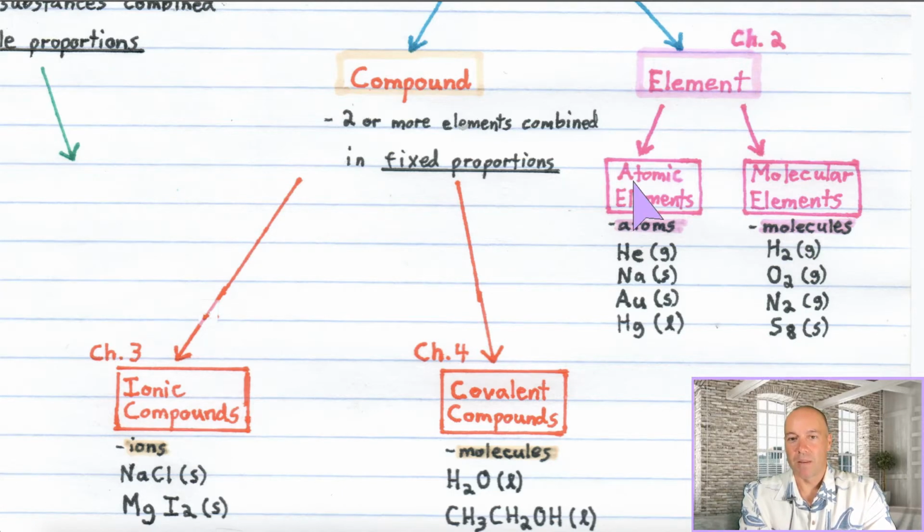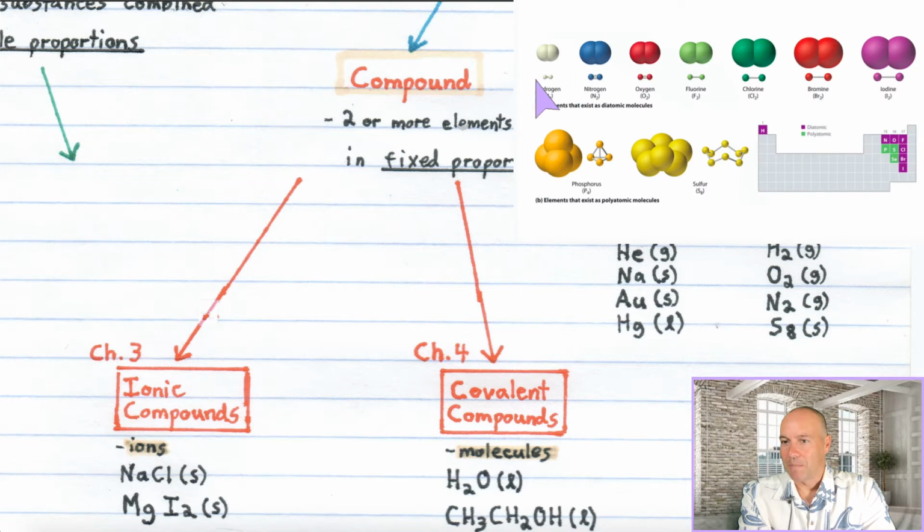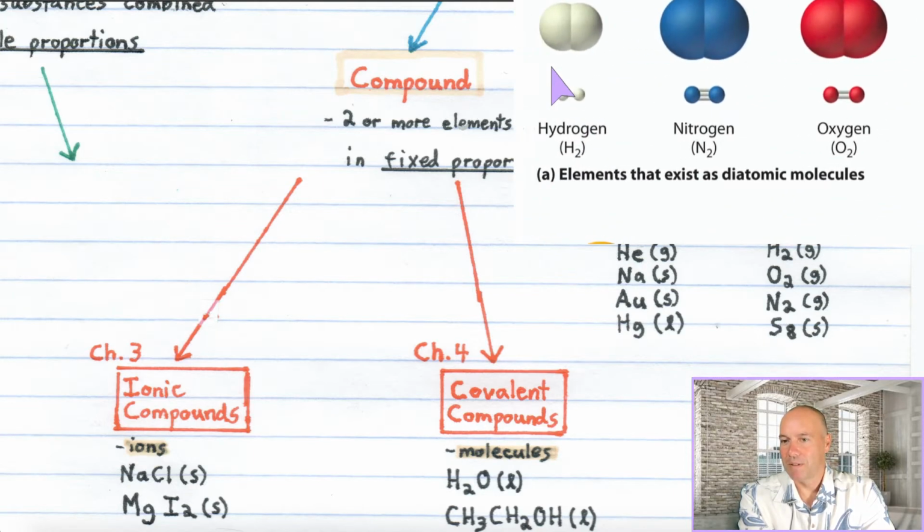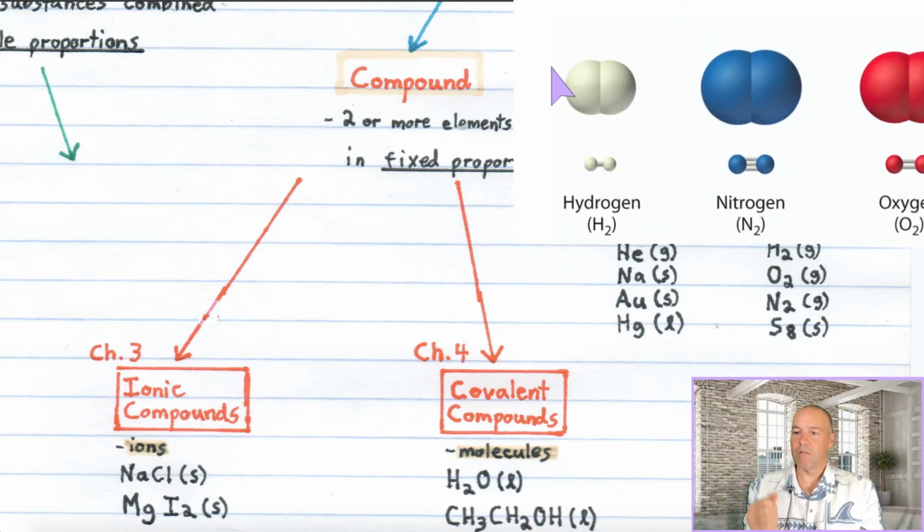Elements, there are atomic elements and molecular elements. I'll remind you that molecular elements, there are just a few of those. The rest of the elements are atomic. So let's recall what the molecular elements are, and perhaps you remember this diagram right here. Hydrogen comes in the form of molecules. Single atoms of hydrogen are unstable, and they like to latch on to other atoms of hydrogen to form molecules. They like to bond to each other.